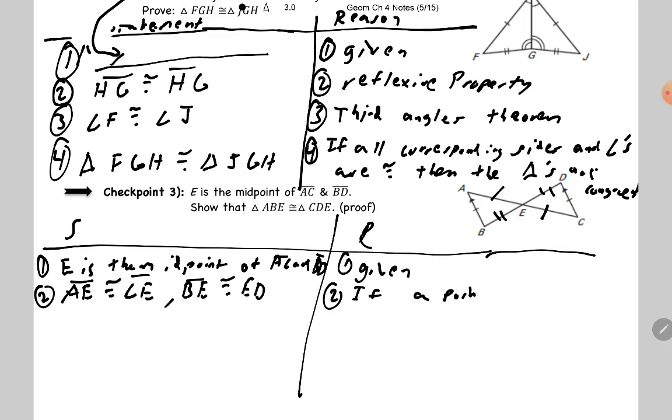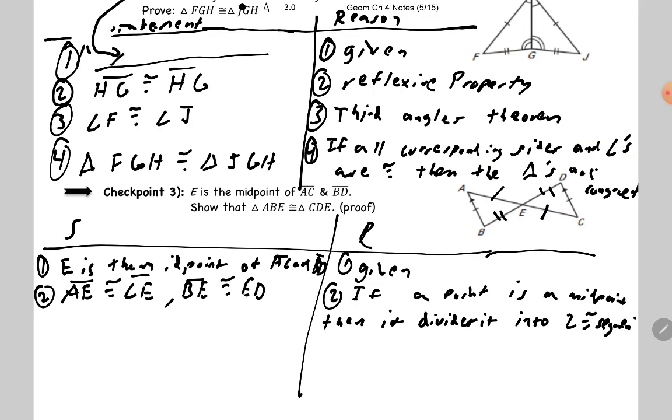If a point is a midpoint, then it divides it into two congruent segments. Okay, so we have two sides now.